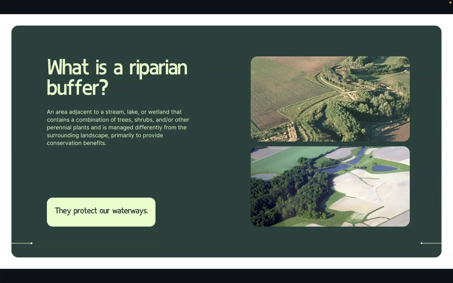When we add them together, we get riparian buffers, which is an area adjacent to a stream, lake, or wetland that contains a combination of trees, shrubs, or other perennial plants and is managed differently from the surrounding landscape, primarily to provide conservation benefits. Now, a lot of these buffered zones are natural, but many coastal homeowners and properties have removed vegetation for better sight of the stream. As we begin to realize how much harm not having a buffer does, we begin to think about how we can implement buffers ourselves for the betterment of our waterways.